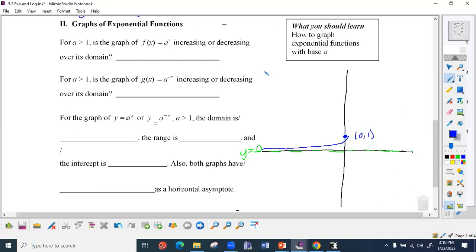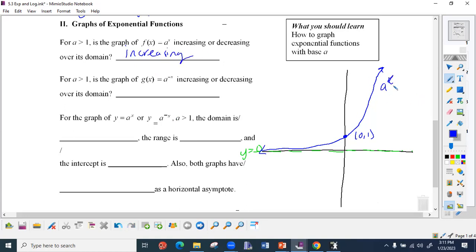Oh, I can't even pretend that I went through that. Couldn't even pretend. Try that again. Okay, you're just going to increase from left to right. So it's increasing. That's my a to the x, okay?